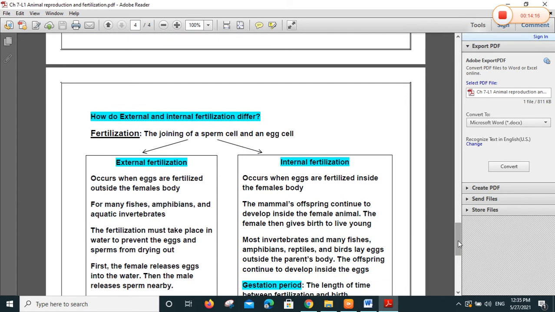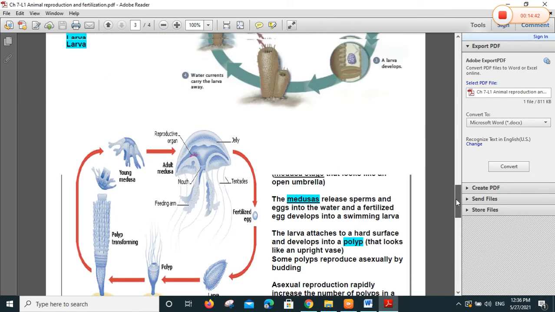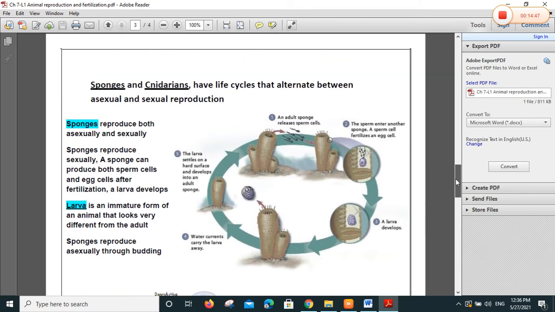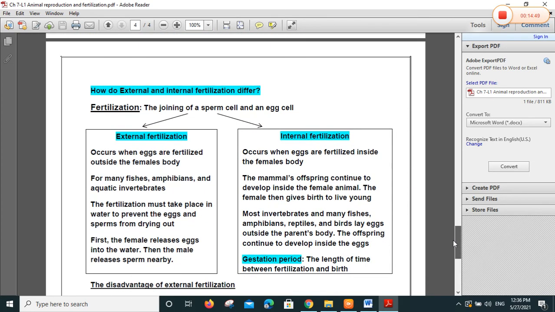What about the fertilization that happens due to the combination of sperm cell and egg cell? We have two types of fertilization: external fertilization and internal fertilization. Internal fertilization happens inside the body itself, but external fertilization happens outside the body. So external fertilization happens outside the body, like in the cnidarians, and also in sponges.